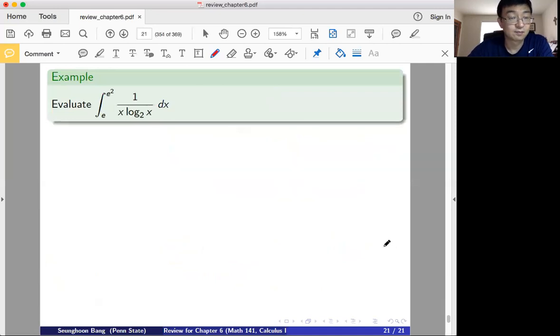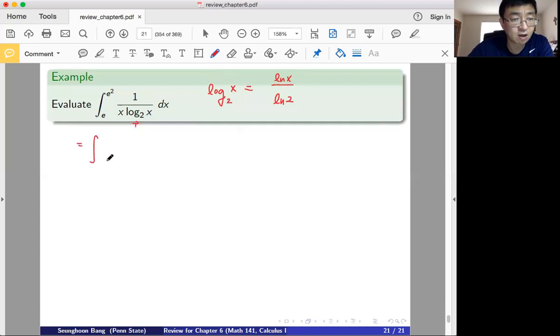The last one: 1 over x times log of x with base 2. We have a general logarithm function in the integrand. The best way is to use change of base. You can change this one like this. This is the idea.